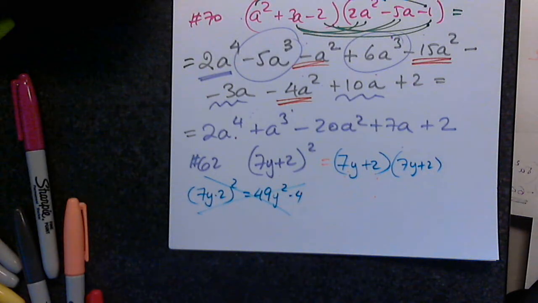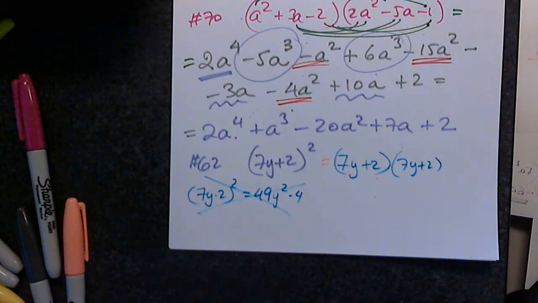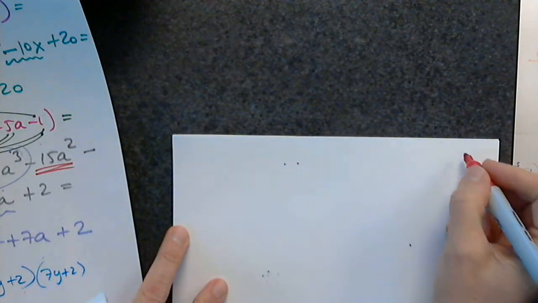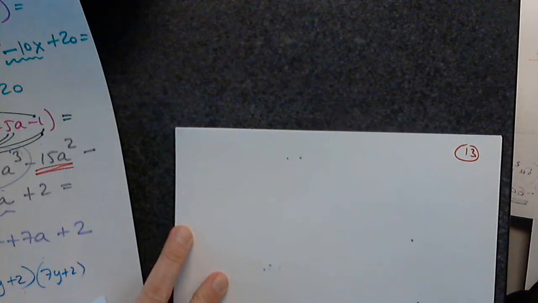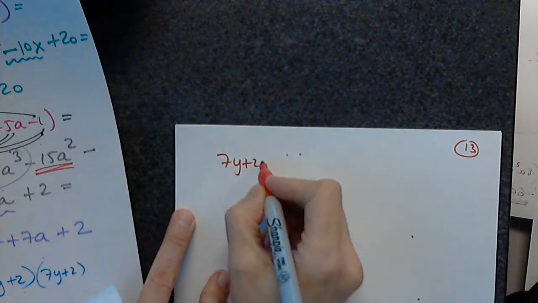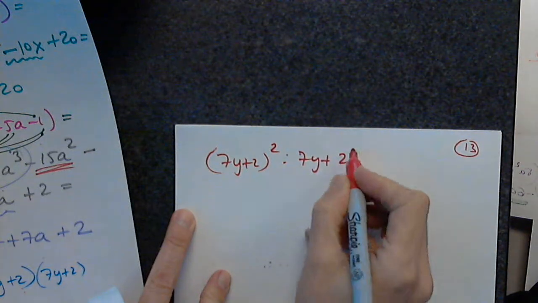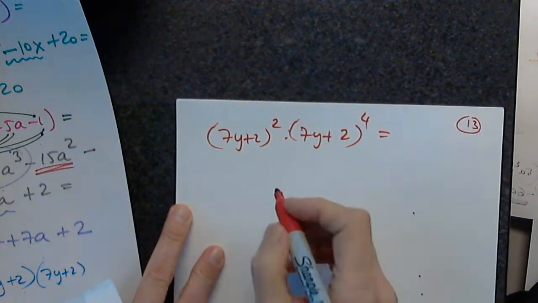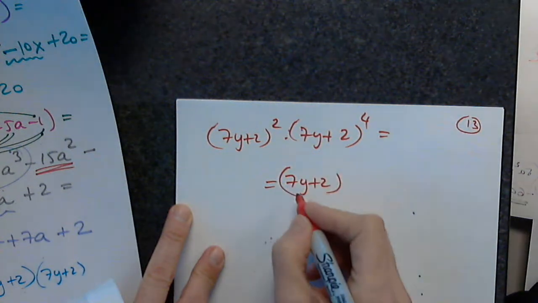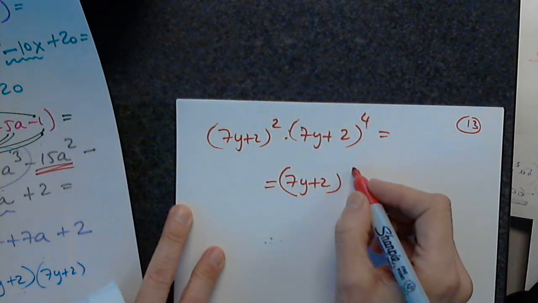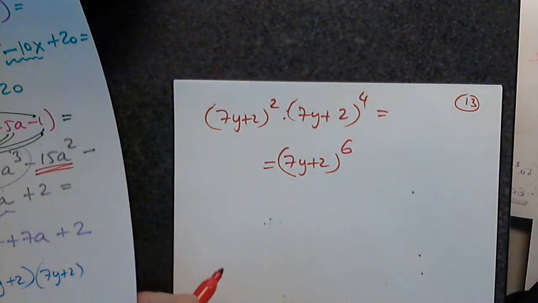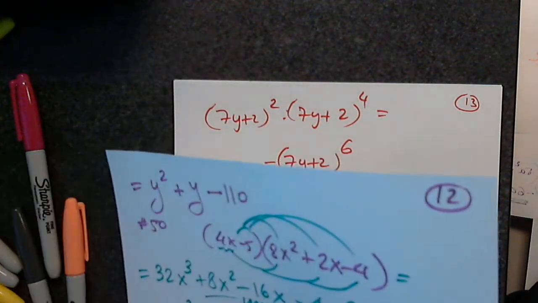So what can you use the exponential rules on? What you can use the exponential rule on is, for example, 7y plus 2 squared times 7y plus 2 to the fourth. Yes, I'm using the exponential rule. I'm copying the base, and the power will be 2 plus 4, 6. Exactly. That's the only way I can use the exponential rule on a binomial.